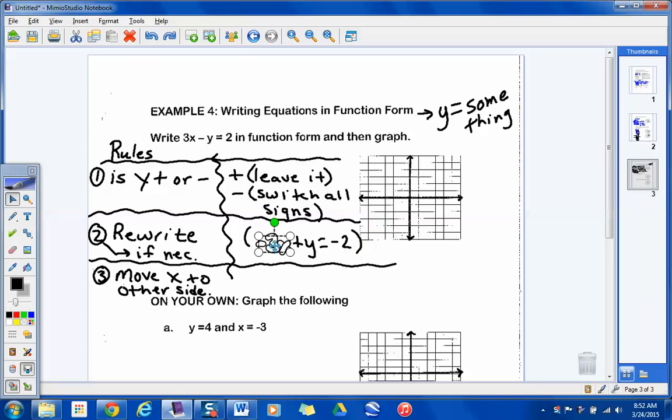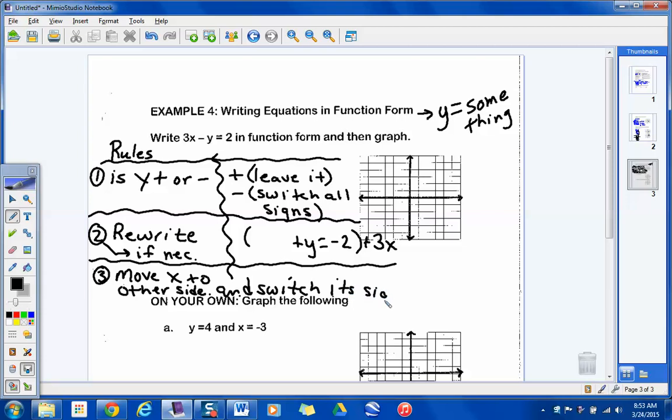Okay? So what we're going to end up doing here is moving this to the other side. It becomes negative 3x, but then negative 3x will become a now positive 3x. So if I move any x's to one side or the other, what do you got to do to the sign? Switch it. Okay, so move x to the other side and switch its sign.